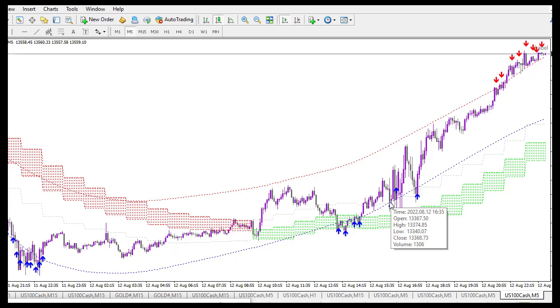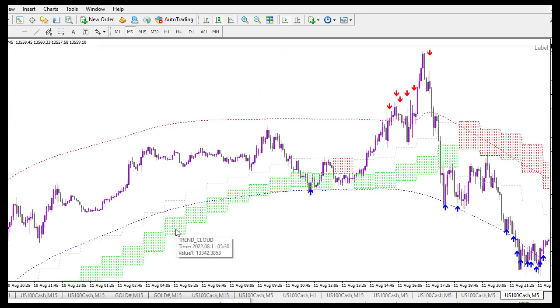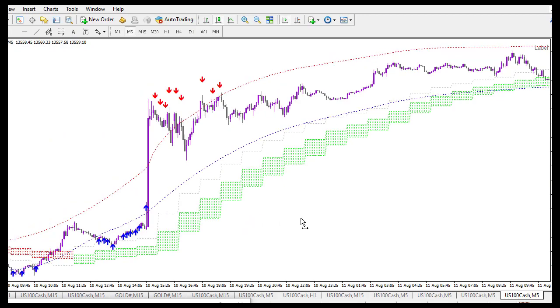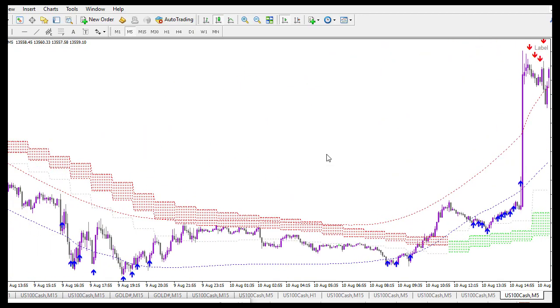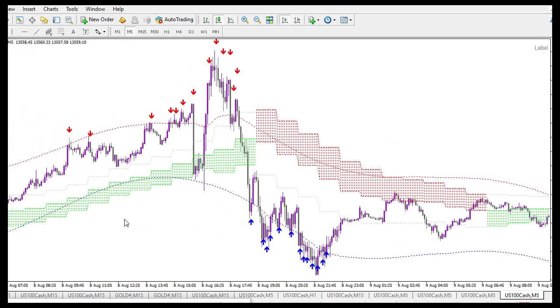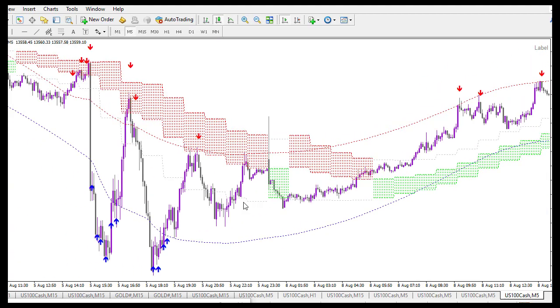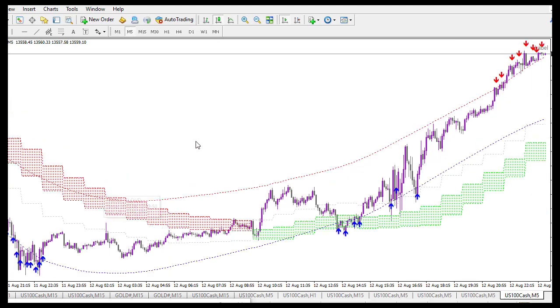And yet again, the market gave us another opportunity to enter at this blue arrow, to enter more trades in the direction of the trend. So this is how to use this particular strategy. It will prevent you from trading against the trend, which can wipe out your account. You only trade in the direction of the trend cloud indicator.